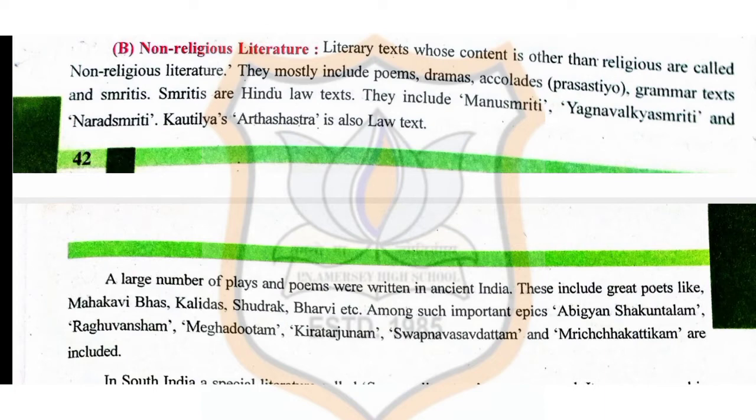Literary text whose content is other than religious are called non-religious literature. They mostly include poems, dramas, grammar texts and Smritis. Smritis are Hindu law texts. They include Manusmriti, Yagnavalkya Smriti and Narad Smriti. Kautilya's Arthashastra is also a law text.